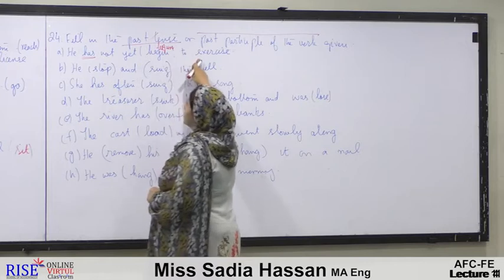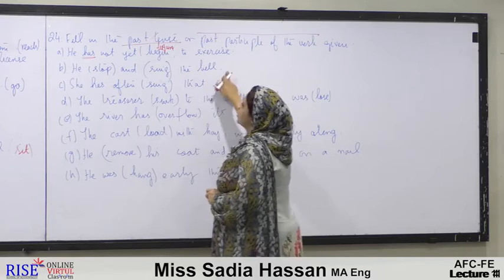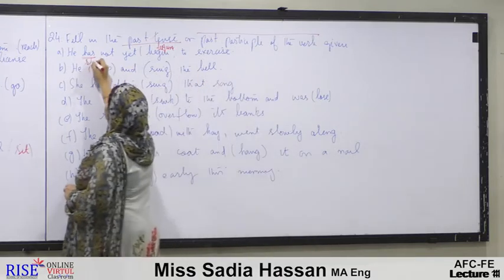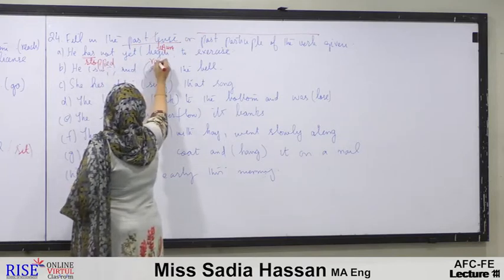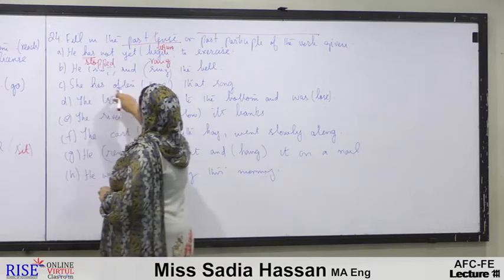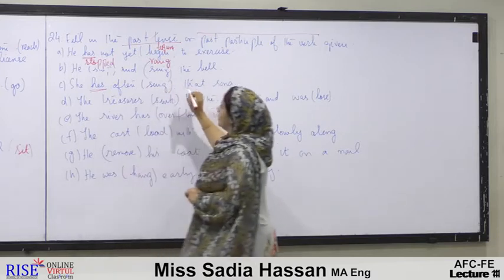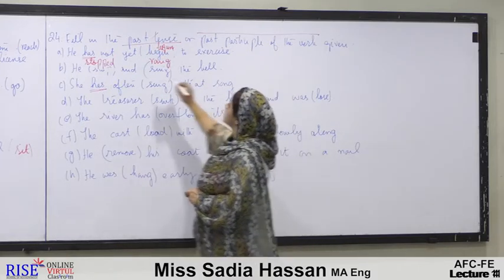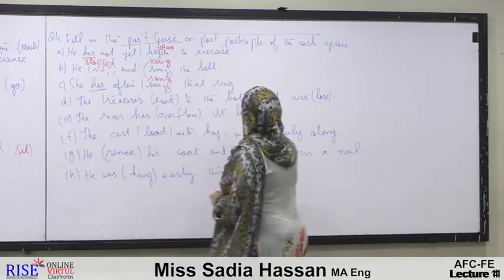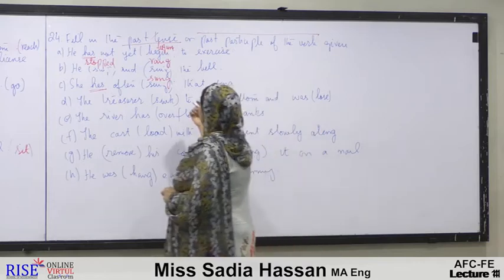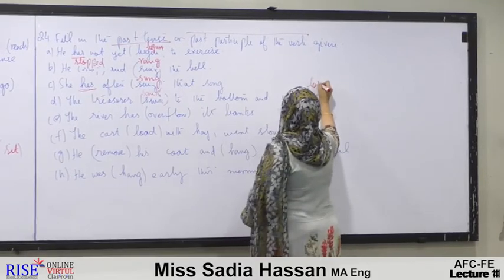So what I will be using: he has not yet begun to exercise. He stopped dash and rang the bell. He stopped and rang the bell. Okay. She has, again has been provided, has always takes the third form of the verb. She has often sung that song. The treasurer sank in the bottom and was lost.